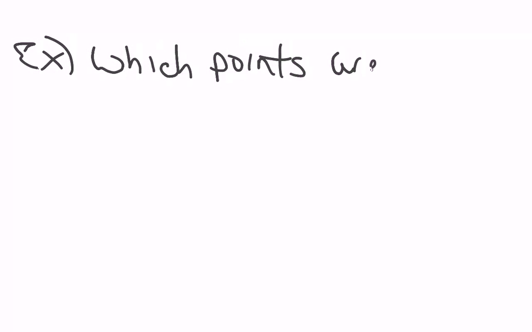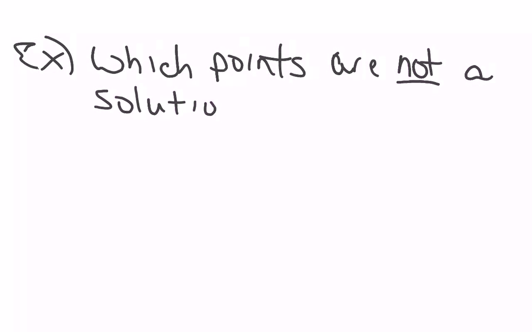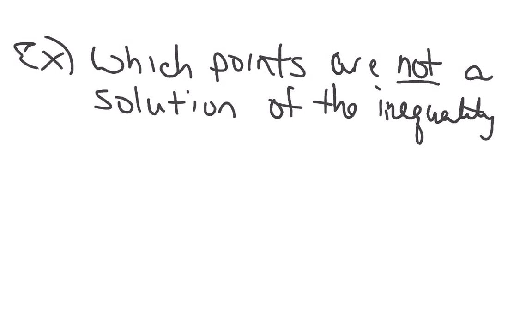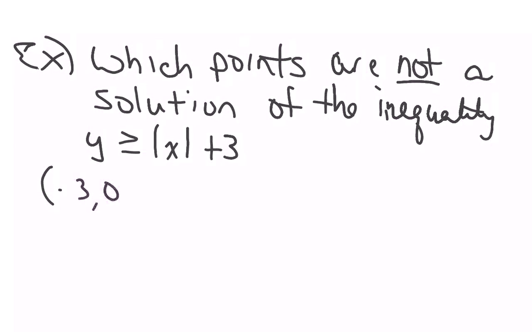So the first example: which points are not a solution, keyword not a solution, of the inequality y is greater than or equal to the absolute value of x plus 3. And so here are our choices. We have -3, 0. We have -3, 6. And we have 0, 4.